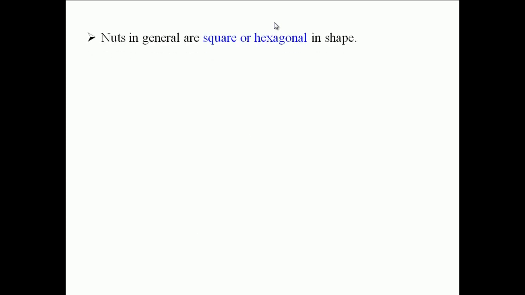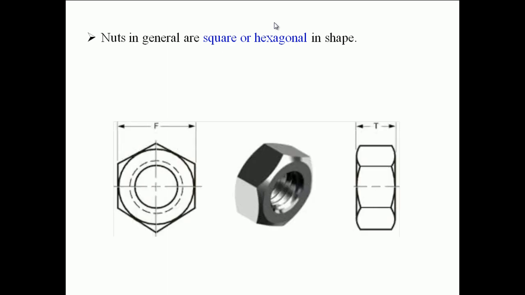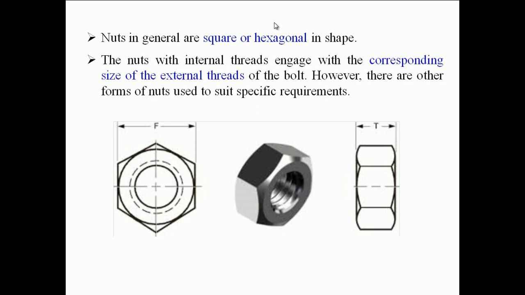Nuts in general are square or hexagonal in shape. You can see this is the schematic representation of that. AF is nothing but across face. Sometimes they will mark in the geometric figure AC, that is across corner. AF means across face. And T is the thickness of the nut. The nuts with internal threads engage with the corresponding size of the external threads of the bolt. However, there are other forms of nuts used to suit specific requirements.